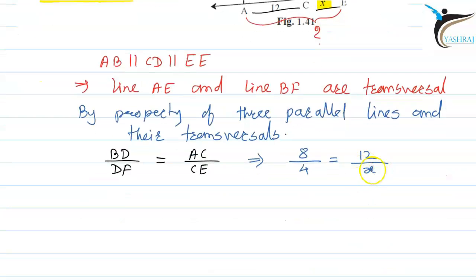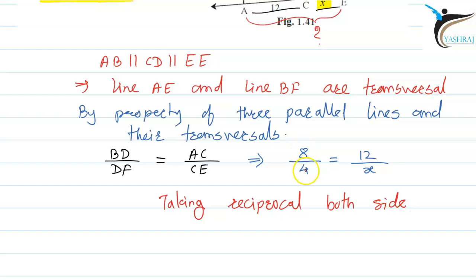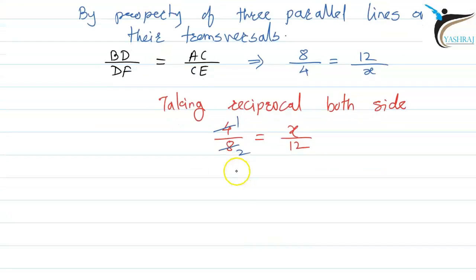Since we are finding x and x is located in the denominator, take the reciprocal on both sides. How to take the reciprocal? Interchange the numerator and denominator of the given rational. So 8 by 4 has reciprocal 4 by 8, and 12 by x has reciprocal x by 12. Now 4 ones are 4, 4 twos are 8. So we get half equals x divided by 12.